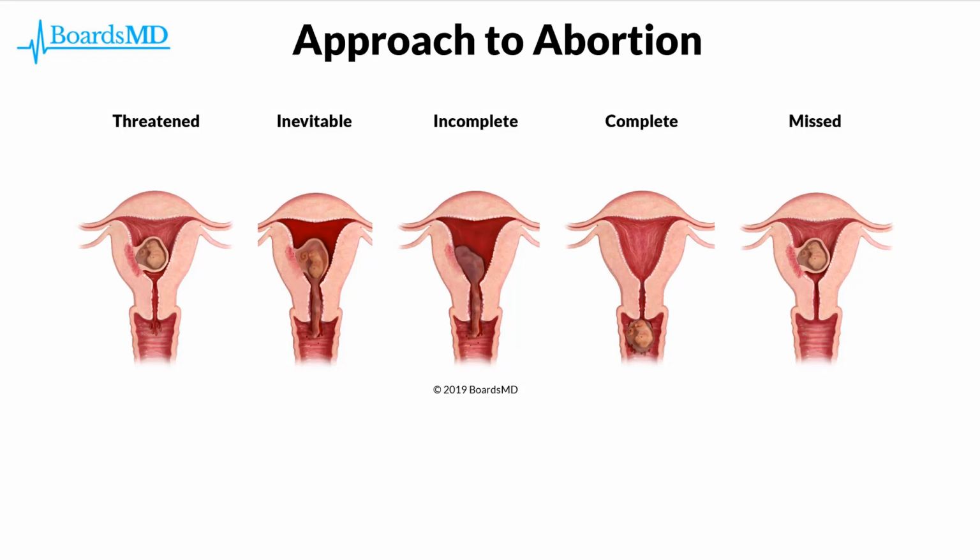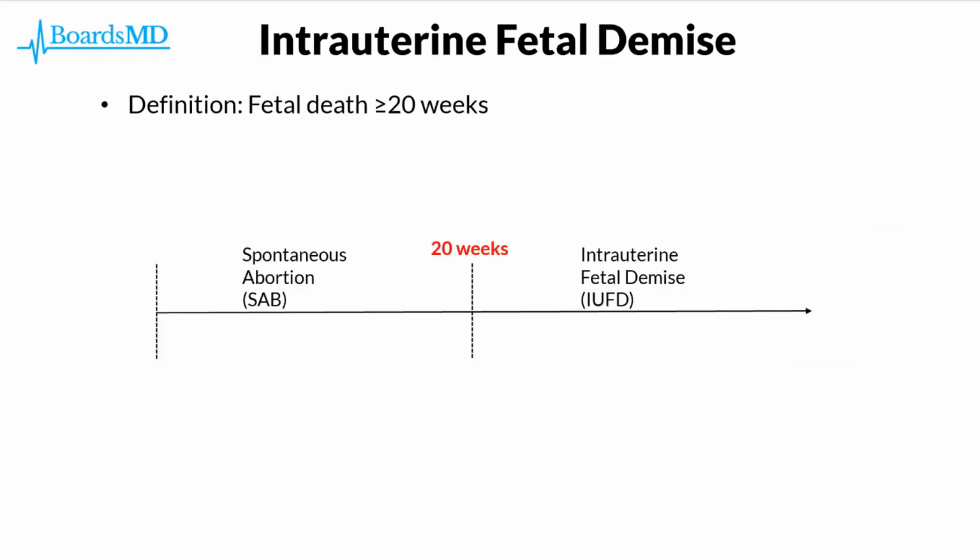However, before we discuss each type of spontaneous abortion individually, we will first need to discuss some key principles which pertain to abortion in general. One important thing to establish before we begin is to be able to distinguish between spontaneous abortions and intrauterine fetal demise. An intrauterine fetal demise is a fetal death which occurs at least 20 weeks of gestation.